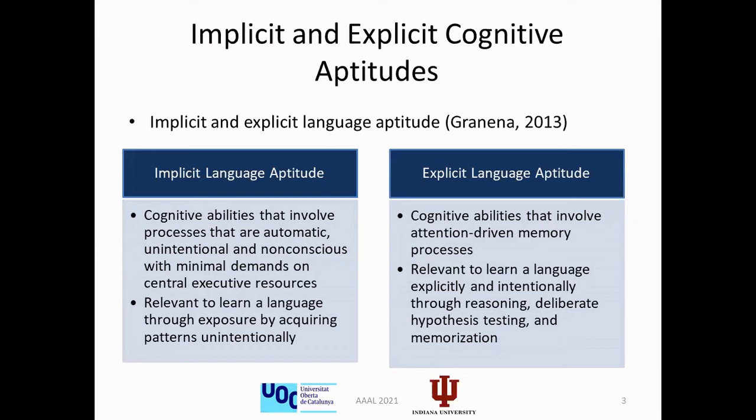Bearing in mind that aptitude is a multifaceted and complex construct, this two-system view of aptitude may be simplistic, but distinguishing between these two types of aptitude was useful in our case and had several advantages, as I will explain next.